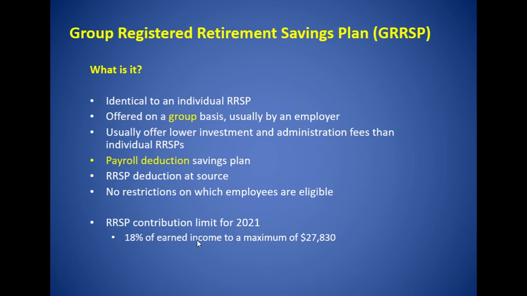So, the basic rule in Canada is that it doesn't matter what registered retirement or what retirement savings program you're in, whether it is a registered pension plan, whether it is an RRSP, whether you're participating in a deferred profit sharing plan, everybody's got the same formula, which is the 18% of your earned income up to this maximum of $27,830 that you can contribute to any of those different programs.